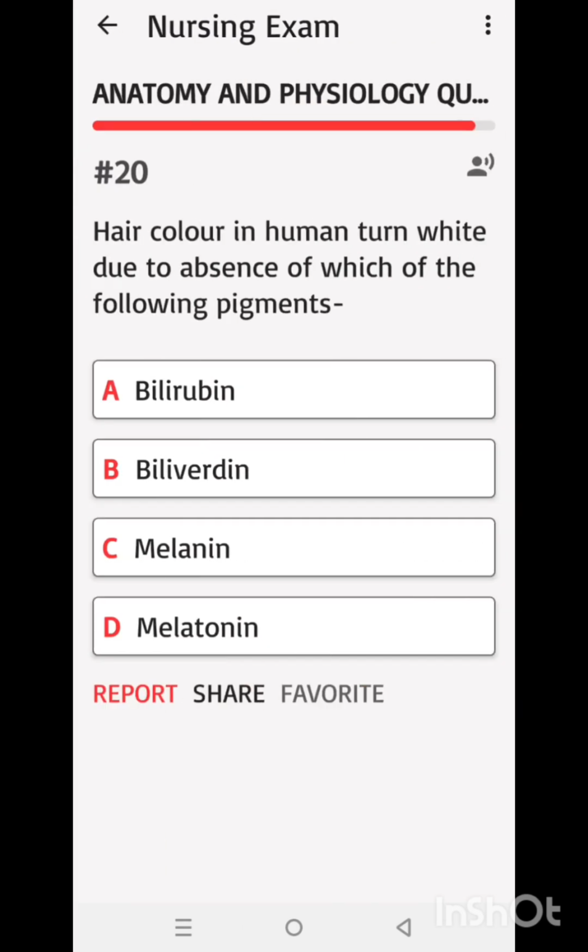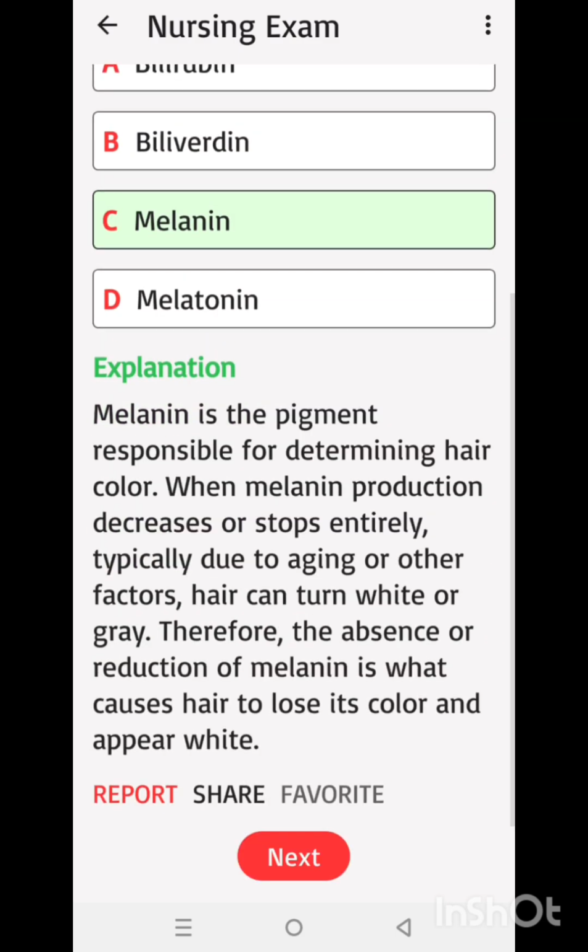Hair color in humans turns white due to absence of which of the following pigments? A. Bilirubin. B. Biliverdin. C. Melanin. D. Melatonin. Correct answer. Melanin is the pigment responsible for determining hair color. When melanin production decreases or stops entirely, typically due to aging or other factors, hair can turn white or gray. Therefore, the absence or reduction of melanin is what causes hair to lose its color and appear white.